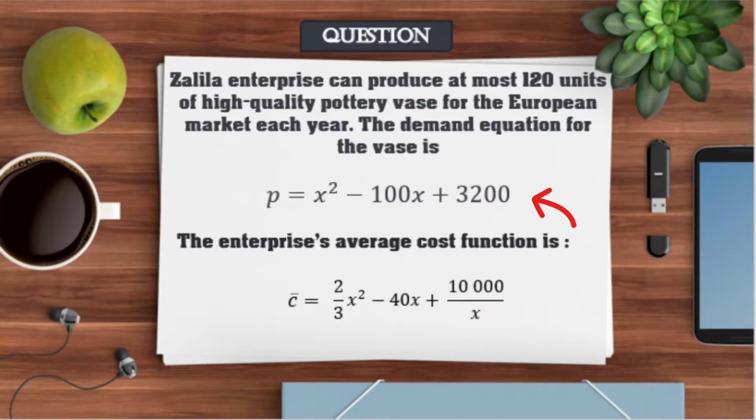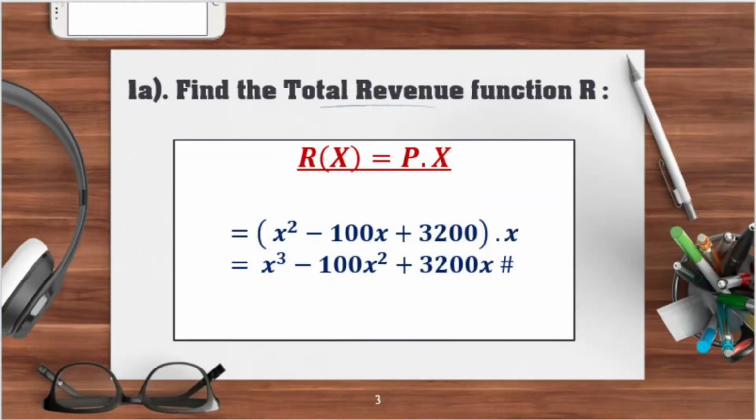The question is given: ZALILA Enterprise can produce at most 120 units of high quality pottery vase for the European market each year. The demand equation for the vase is P equals x squared minus 100x plus 3,200. The enterprise average cost is 2/3 x squared minus 40x plus 10,000 over x. Question 1a. Find the total revenue function.